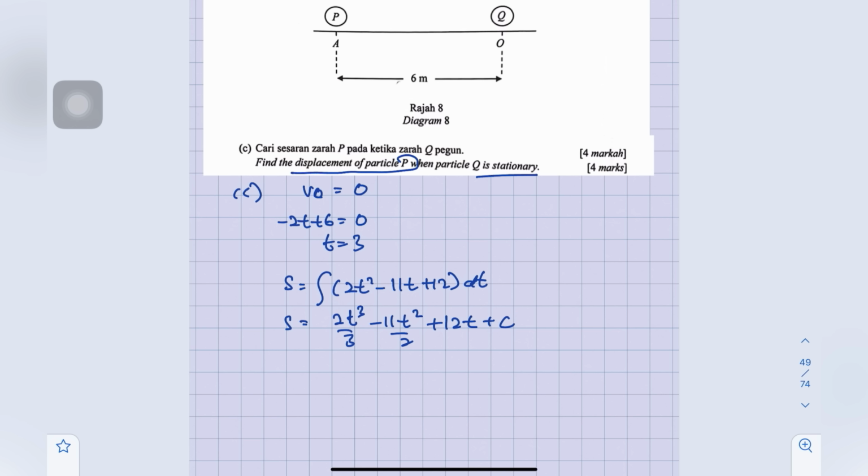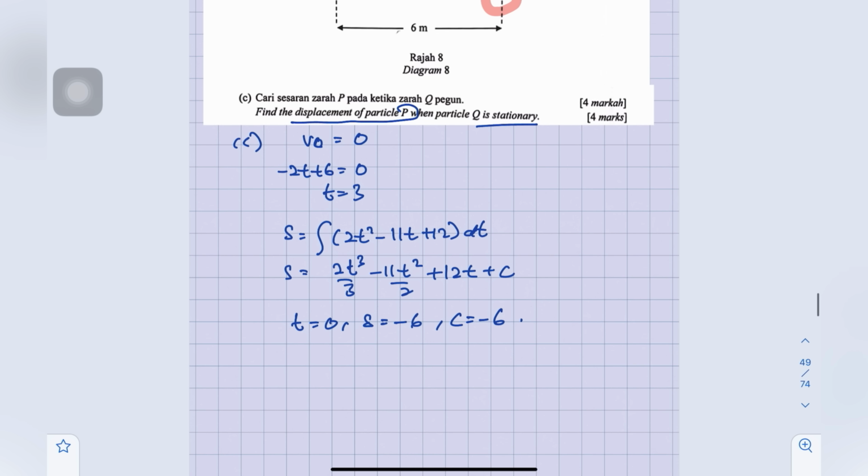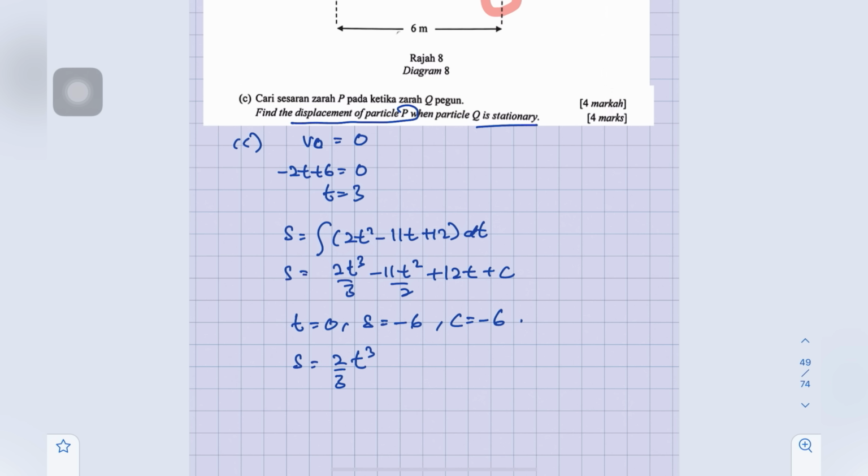Okay, so at the beginning they already said O is the reference point. So when t equals to 0, particle P is on the left. So meaning that s at t equals negative 6. Okay, so when t equals to 0, s equals to negative 6. Okay, so then c equals to negative 6. Or we can substitute it there. So s equals to 2 over 3 t cubed minus 11 over 2 t squared plus 12t minus 6.